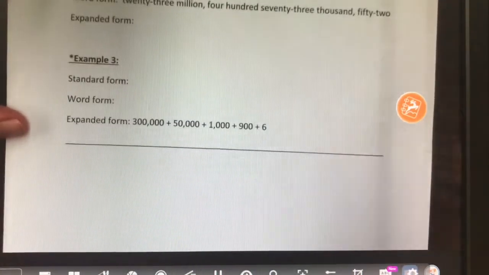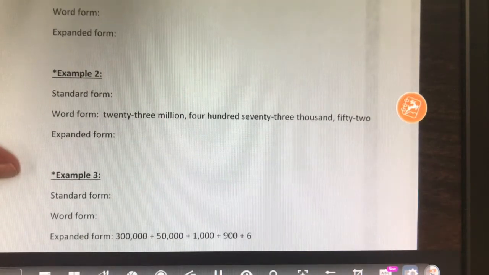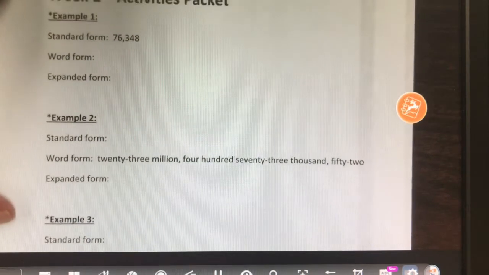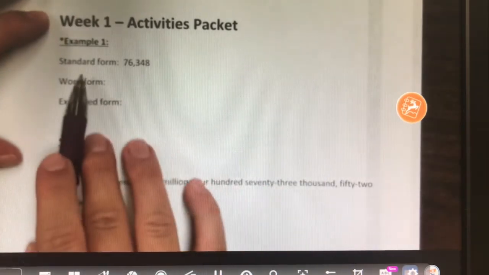Now we're going to go through, and on the next page, we're just going to do 3 examples. So I'm going to head over here. Let's go to example 1. In these examples, I'm going to give you a number in one of the forms, and our job is to write it in the other 2 forms. Okay? So in example 1, I've given you standard form.